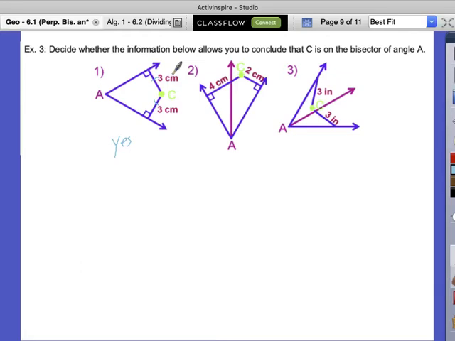Okay, what about example 2? No. 4 and 2 aren't the same, right? Okay, so no. What about example 3?